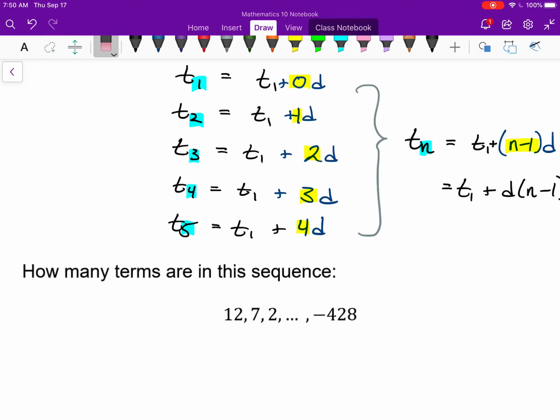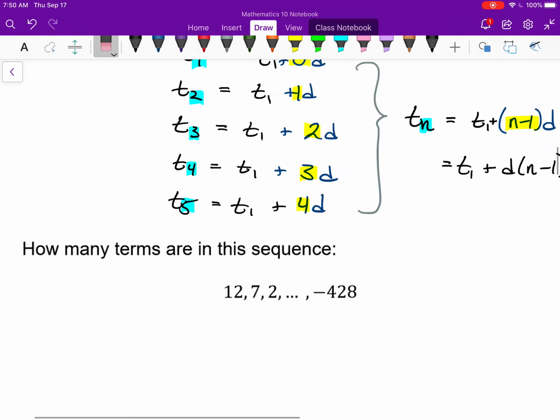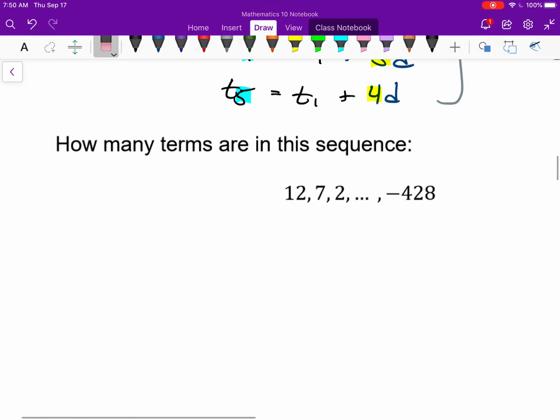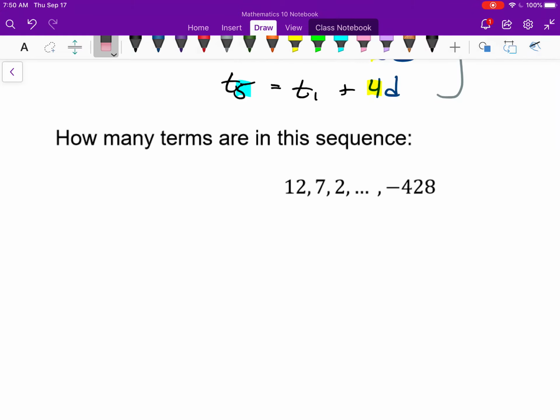Okay, so now how can I use this to answer this question? How many terms are in this sequence? So I have 12, 7, 2, skip a few, negative 428. So again, I could keep subtracting down, and then I can see pretty quickly the common difference is not 5, it's negative 5. Okay, and so on. So that's my common difference. So it's not a terrible idea. Well, it's not utterly terrible to just keep subtracting 5 and just keeping track. Granted, you're probably going to lose track at some point.